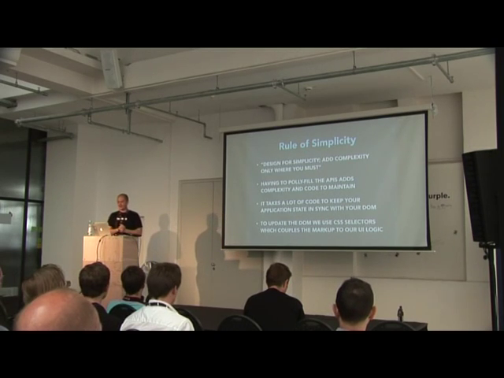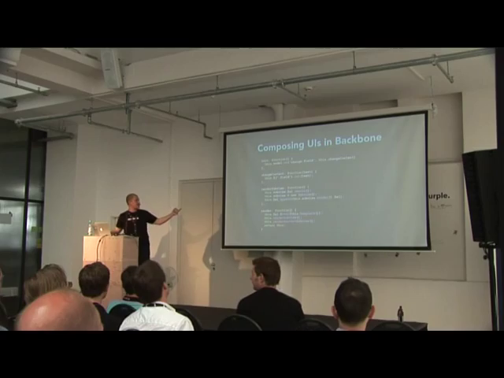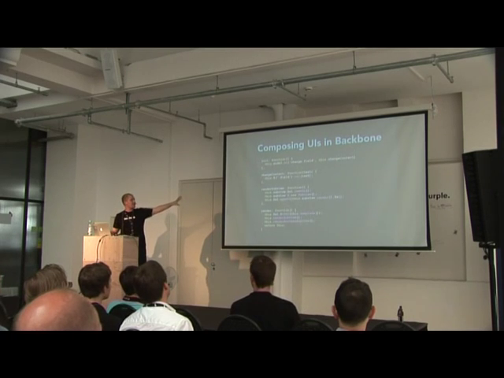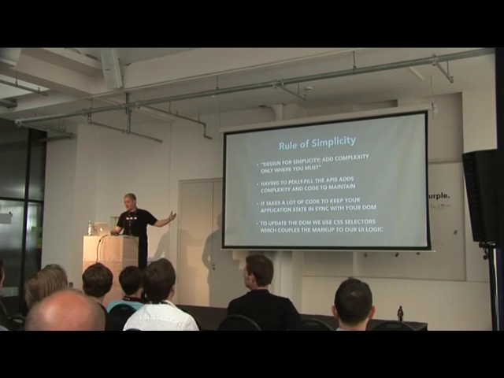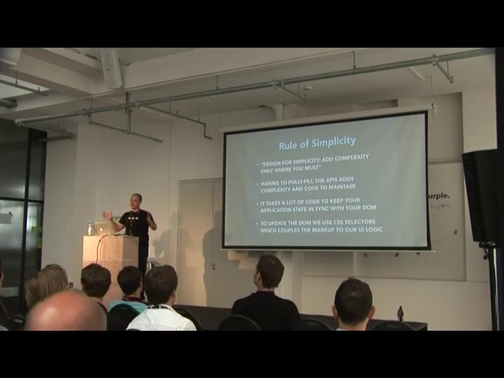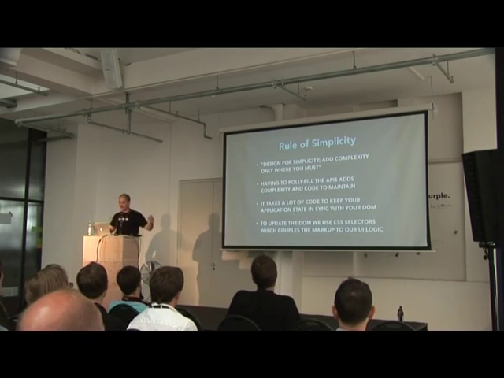It also takes a lot of code to keep your application state in sync with your DOM. So as we've seen in this example, every time your model changes, you need to go into your DOM and update it. So you have all this glue code to keep your DOM in sync with your JavaScript models.